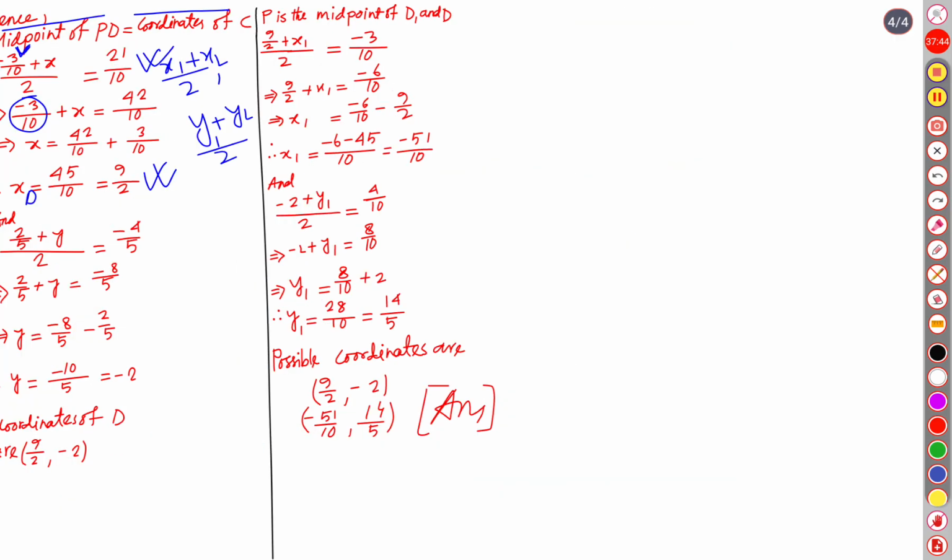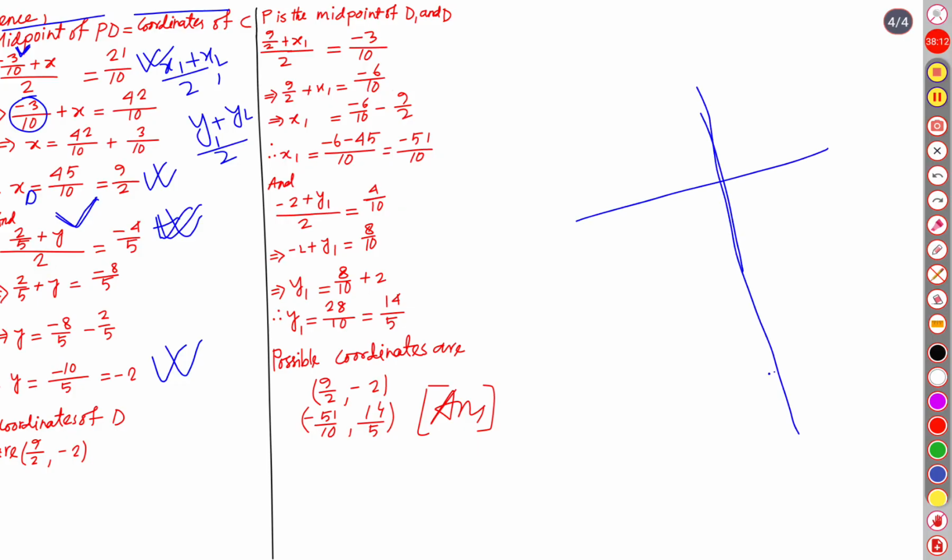This is 2 over 5 plus y over 2, because we are writing the midpoint, and the midpoint means the coordinate of C. The y coordinate of C was negative 4 over 5. Then by simplifying this we got that y equals negative 2. So the coordinates of D, here this is D, are 9 over 2 and negative 2.